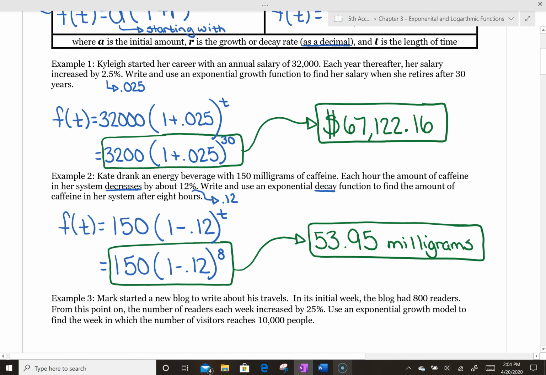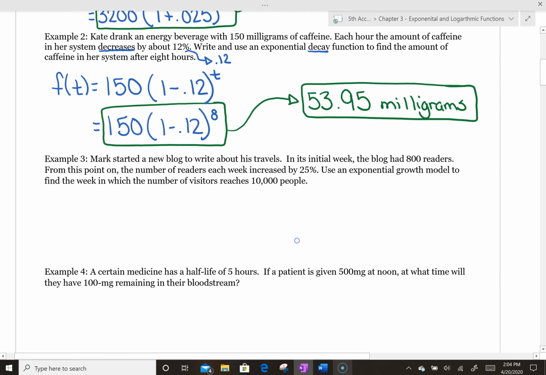Okay. So let's go to the next one. Mark started a new blog to write about his travels. In its initial week, so that would be its initial amount, he had 800 readers. From this point on, the number of readers each week increased by 25%, so 0.25. Use an exponential growth model to find the week. So this time we're asked to find time in which the number of visitors reaches 10,000 people.